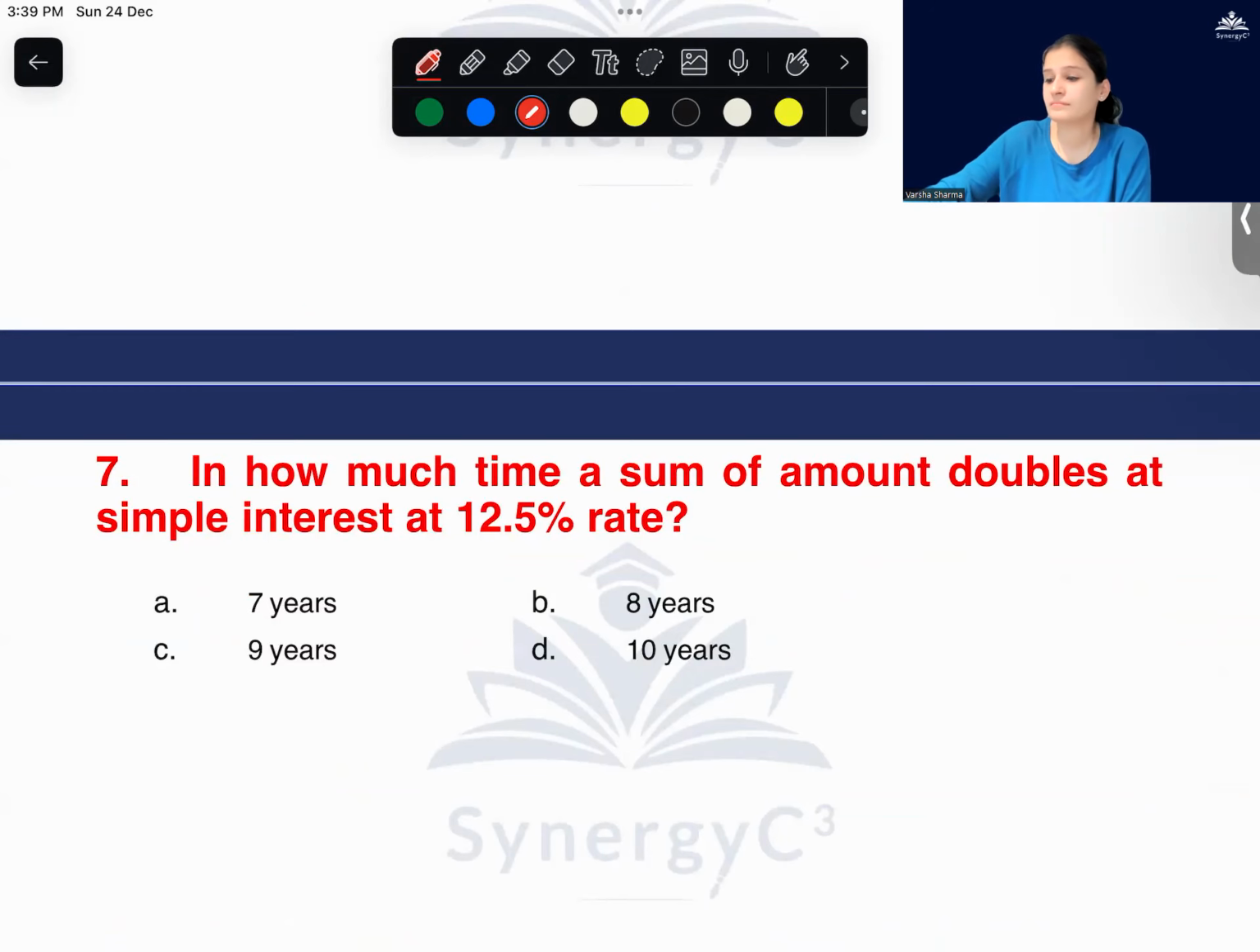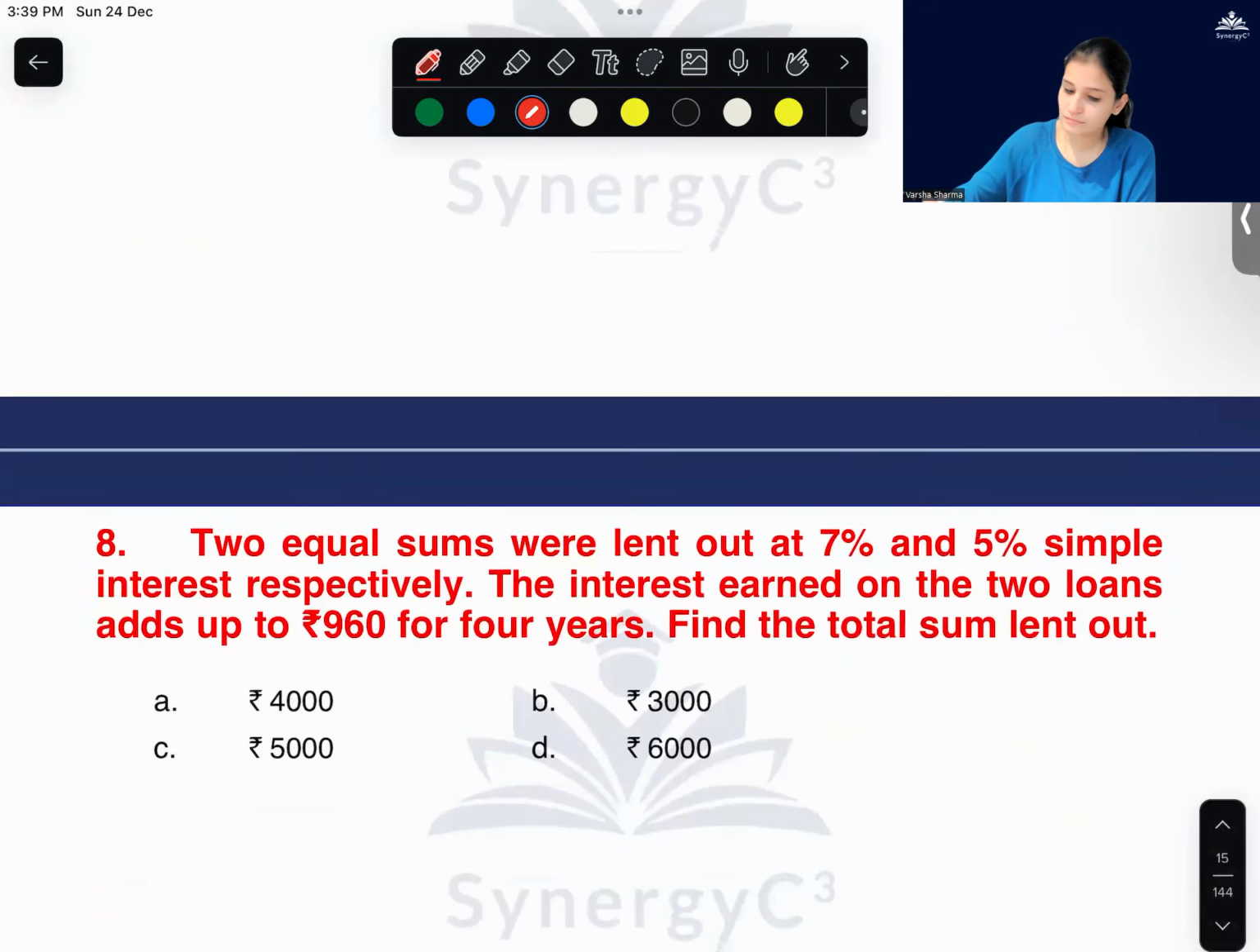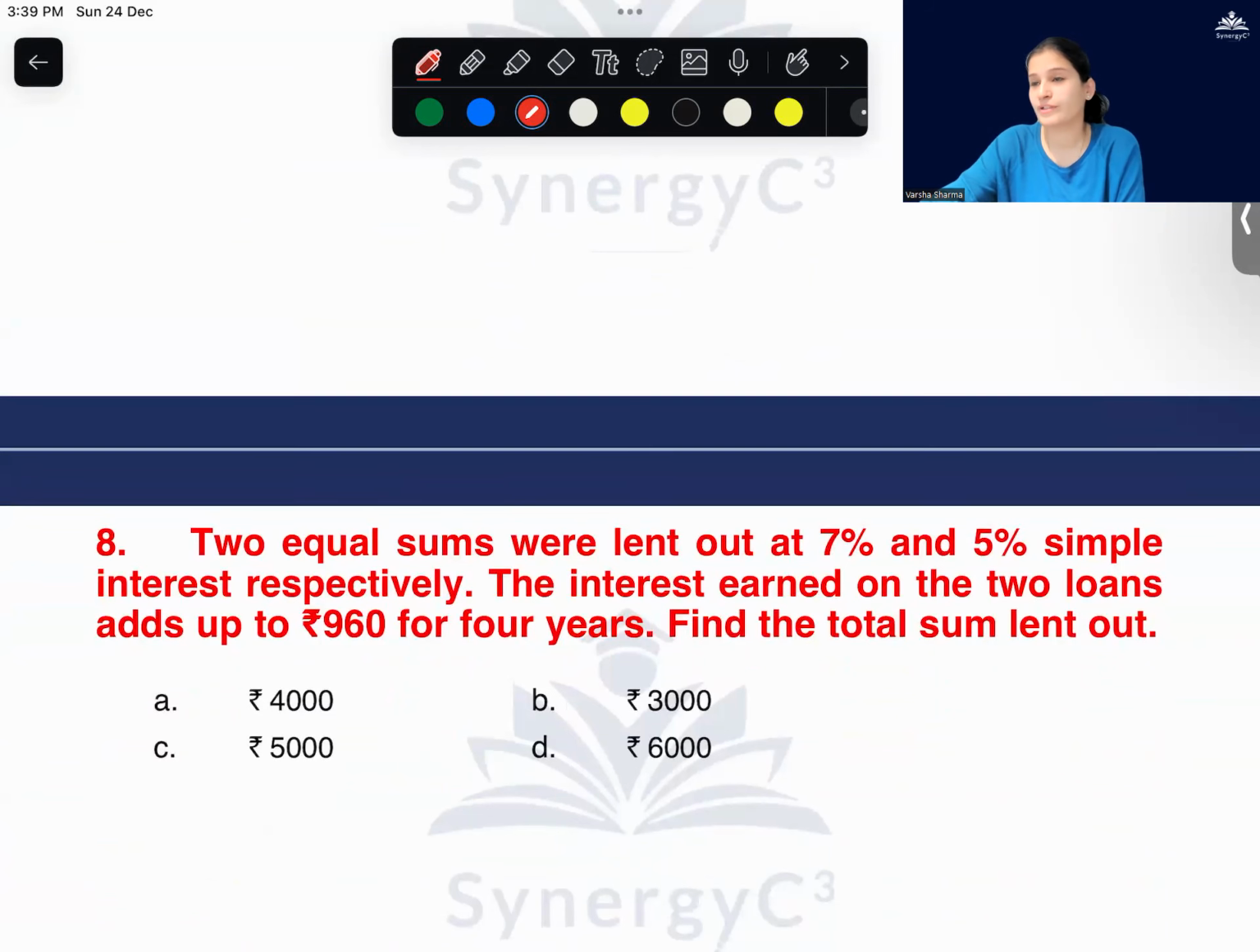What was the formula? 100 by R. So 100 by 12.5. 8 years. Done? Very good question. Use rate.